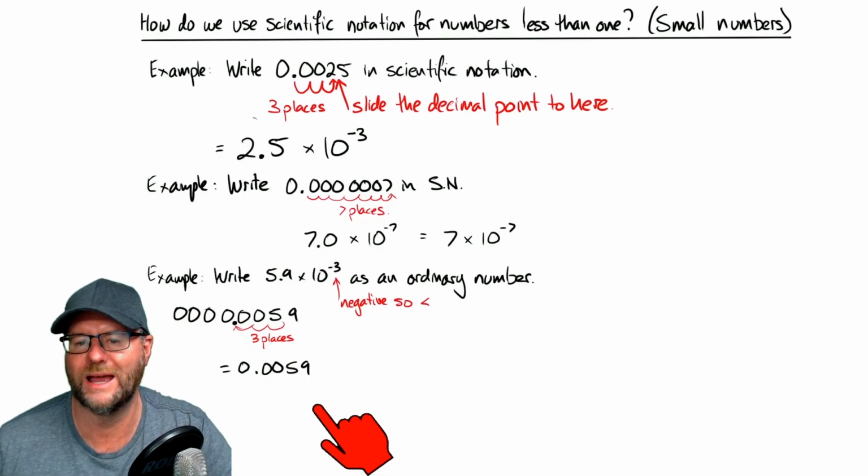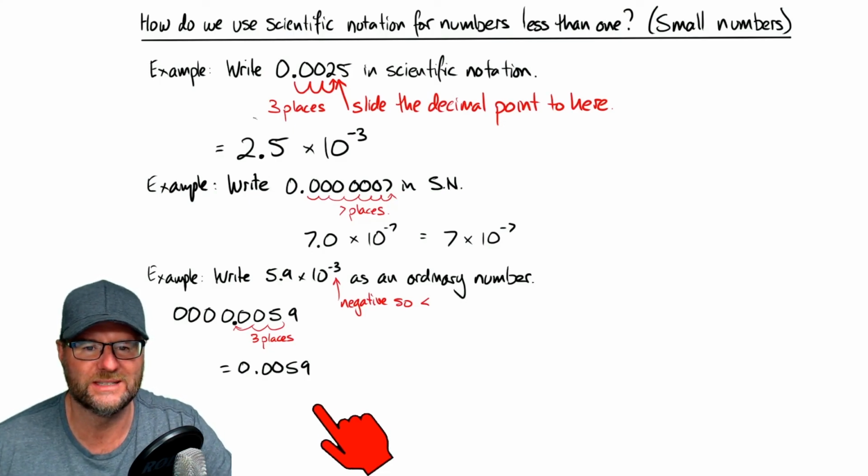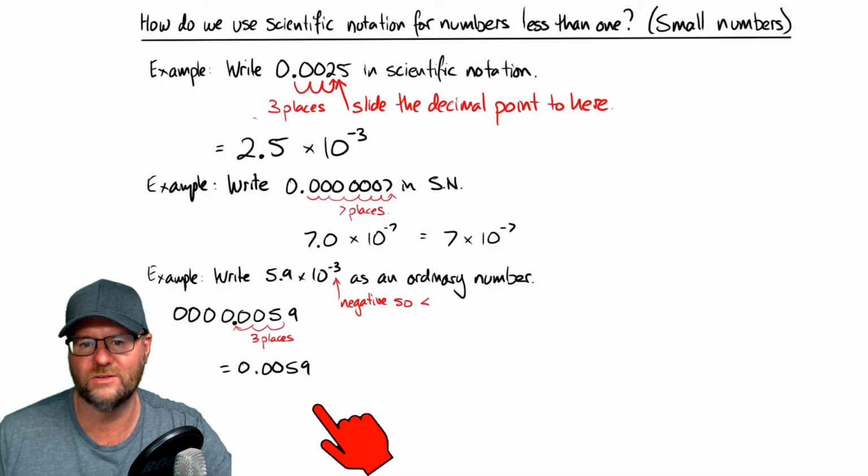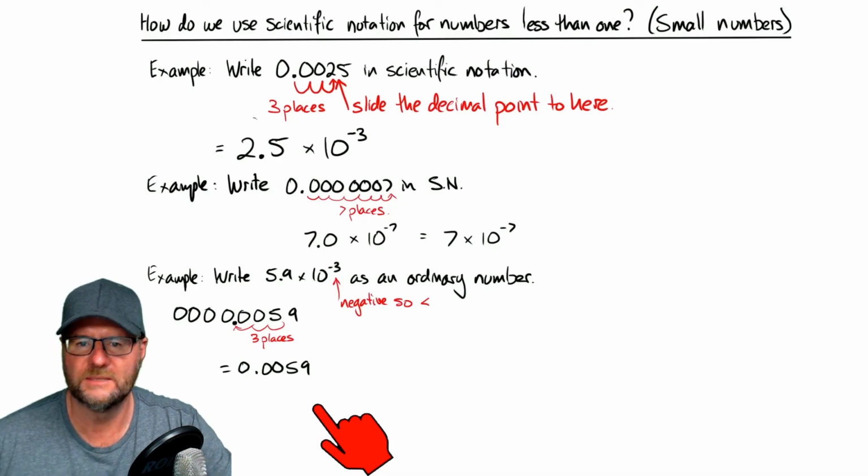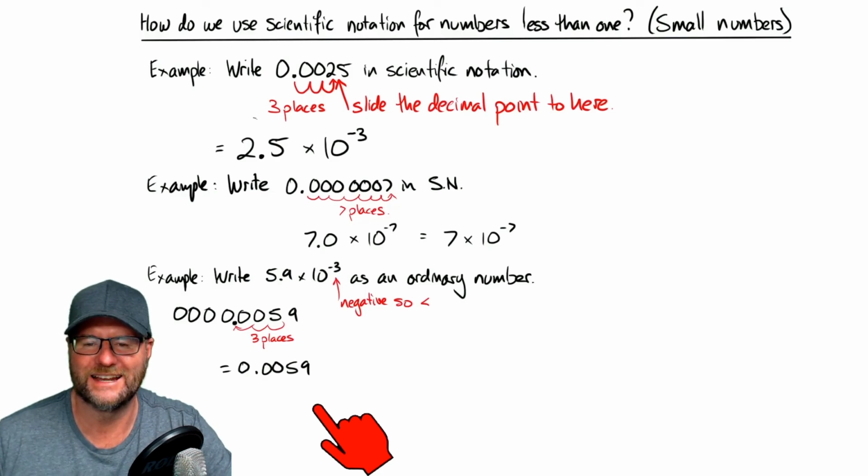That was this scientific notated number written as an ordinary number. We just did the reverse, or we unpacked what we did in the previous 2 examples. Okay, that's some examples of how we can use scientific notation for small numbers, and by that I mean numbers that are less than 1. Well done.